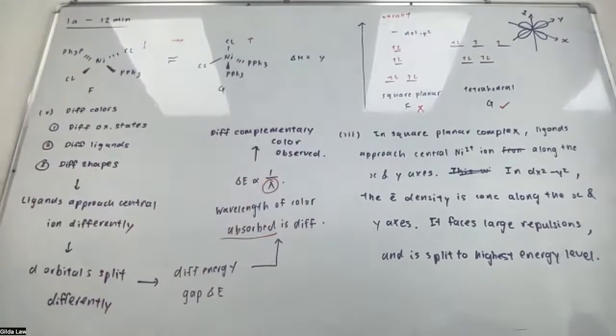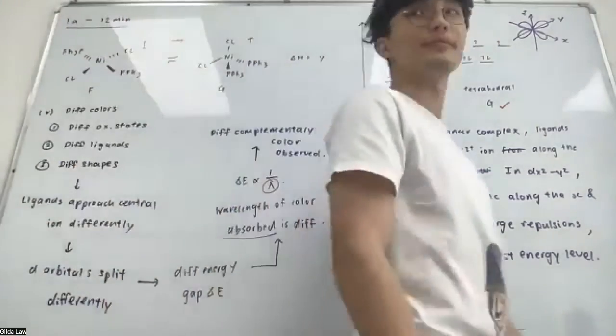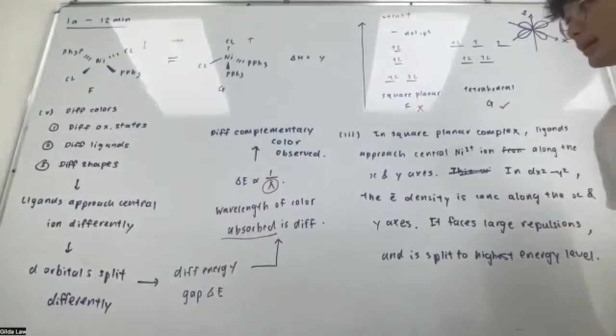So that's how you path your way all the way to the end, right? Why you observe different colors. Okay, it's because of all these little things here and there. So that's how you explain color questions in general. Yes, to explain that G has lesser delta E.